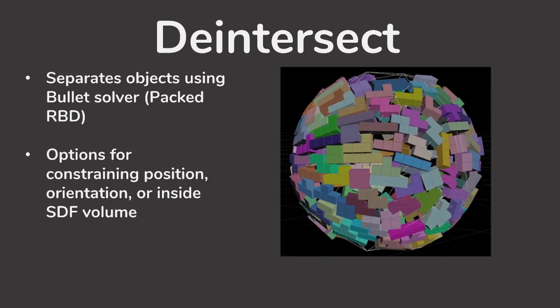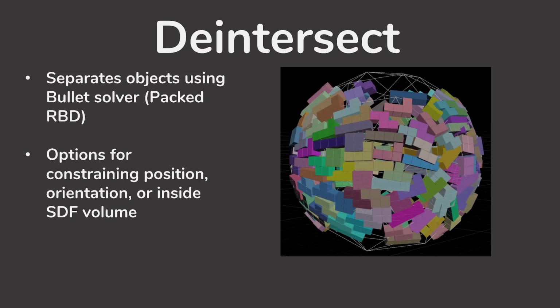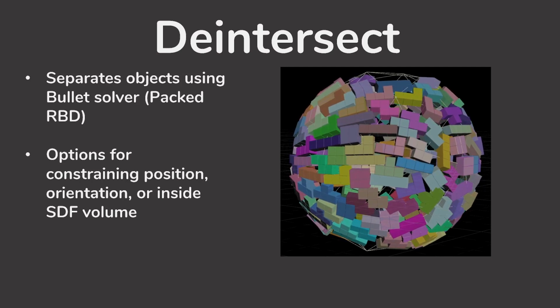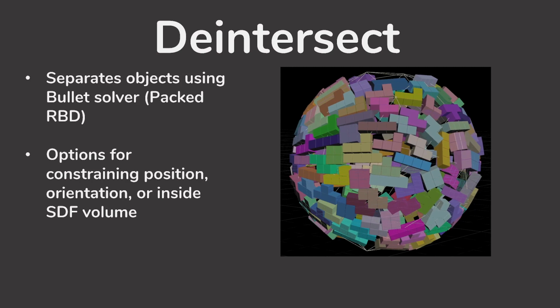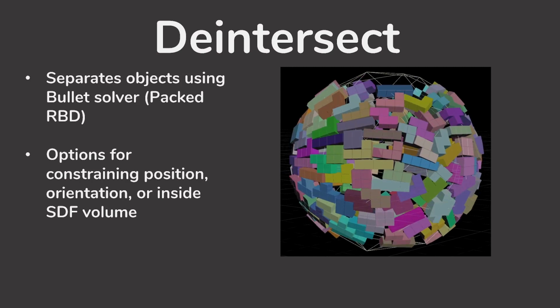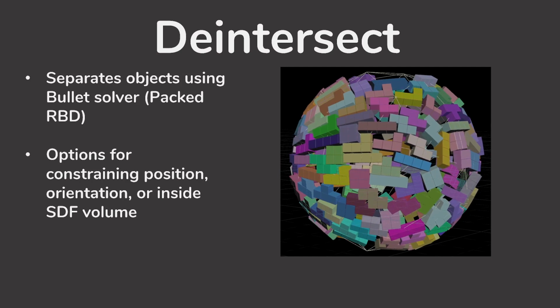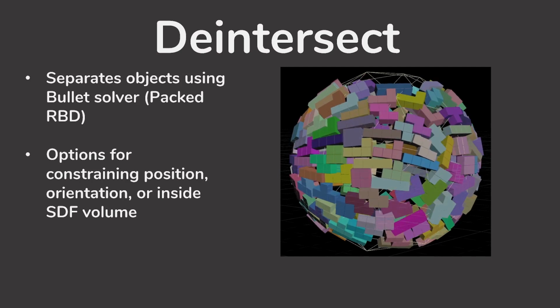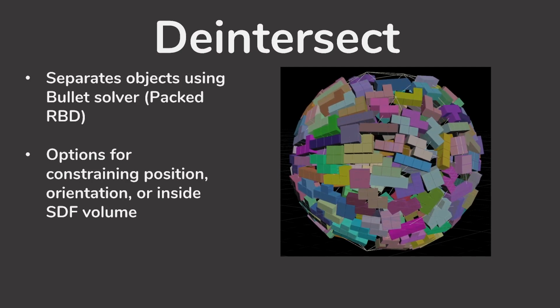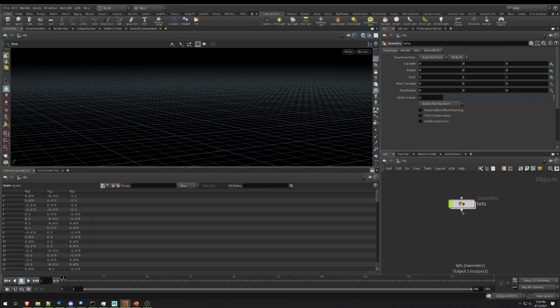MOPs plus collision geo is perfect for handling this. You can then use the Constraints tab to optionally lock the position or orientation of the pieces while de-intersecting them. You can also provide a polygon geometry or an SDF volume and lock the pieces to the surface or inside the volume, or use the geometry as a static collider to better tailor the results. Okay, let's start with a really simple example.